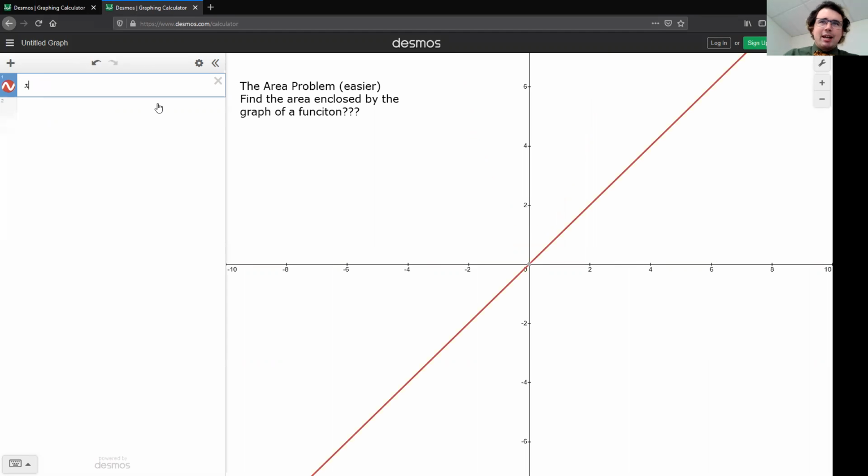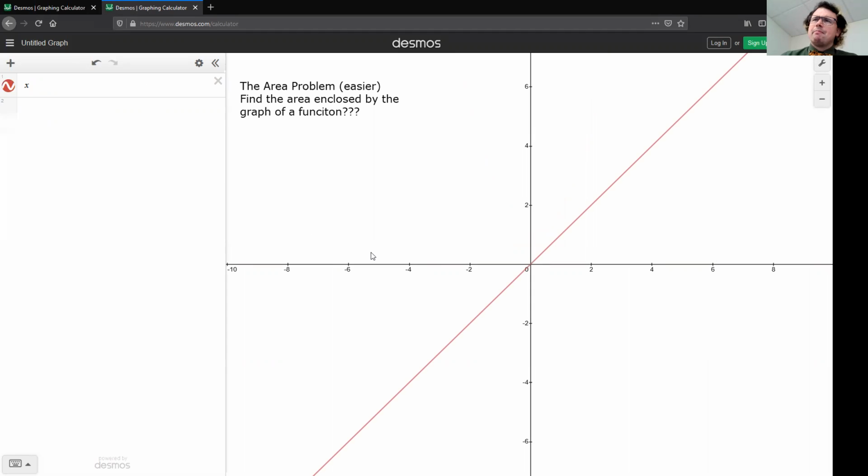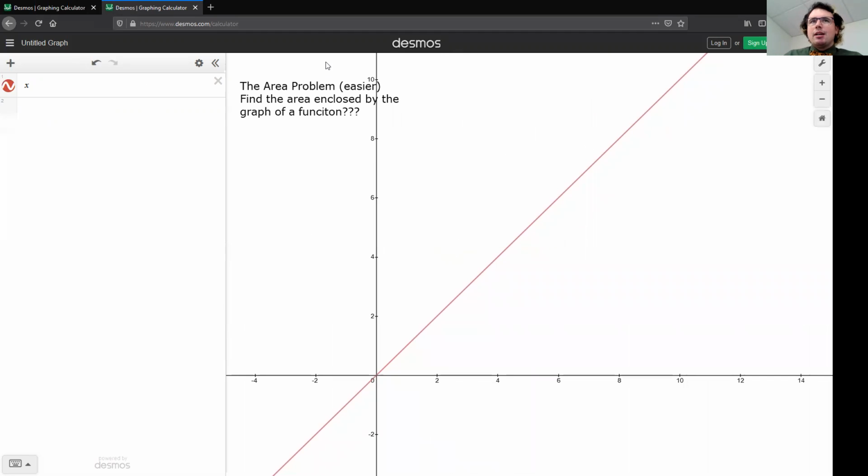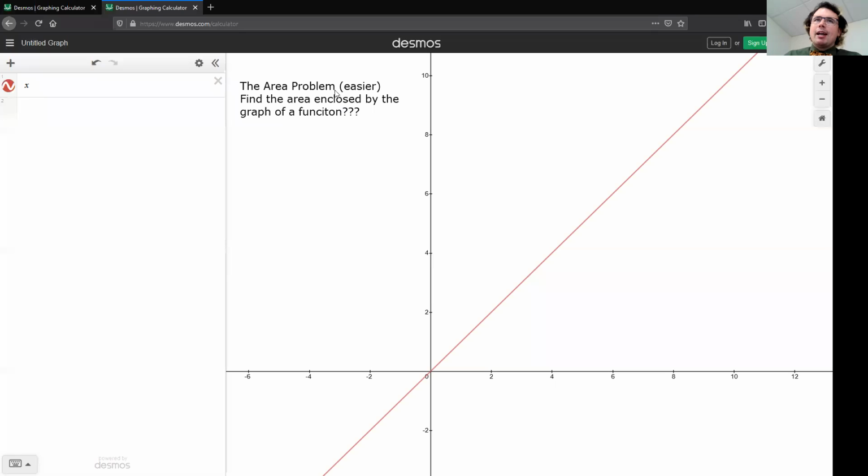What if I've just got y equals x? Where's the area? So this is a nice and simple curve. It's the graph of a function, but I need to be very clear about what kind of area I'm looking for. So when I graph a function, where can I find my area? How can I calculate this?